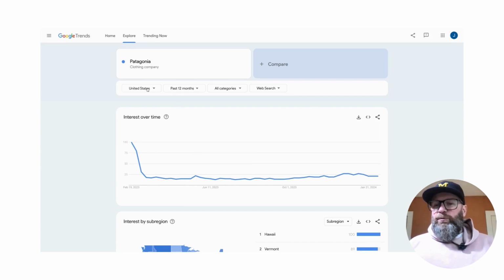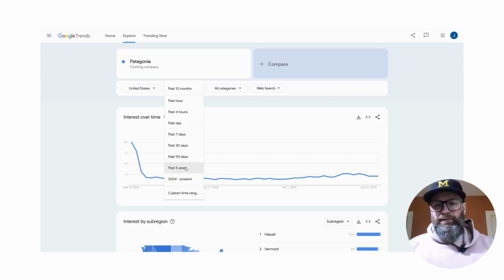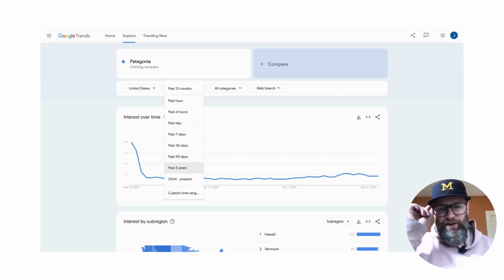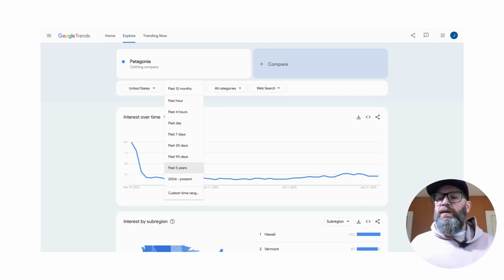There are a few different ways you can manipulate the data. Like I said, first is geography. If you're in the United States and you're a big retail company throughout the country, you might just keep it there for now. Past 12 months is one way to look at it. I actually like extending this to 5 years. The reason I like extending this to 5 years is because that gives us a statistically significant sample size to see trends.